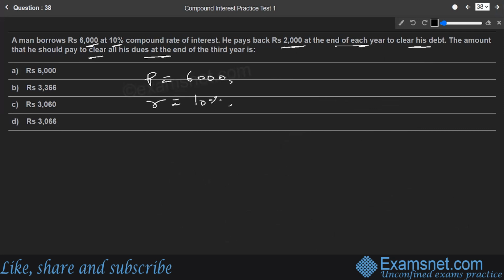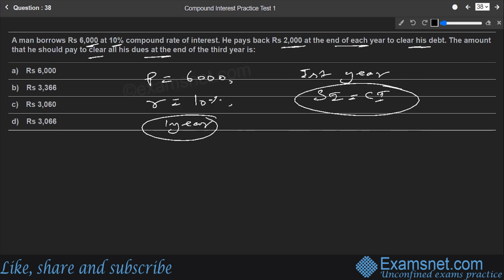So we'll calculate it one by one. Okay, we'll calculate for 1 year first, and then we subtract that 2,000 because he's paying 2,000 back. Okay, so let us find out the first year's interest and the first year's amount value. As we already know, for the first year, simple interest is equal to compound interest. There is no compounding when the compounding is done annually.